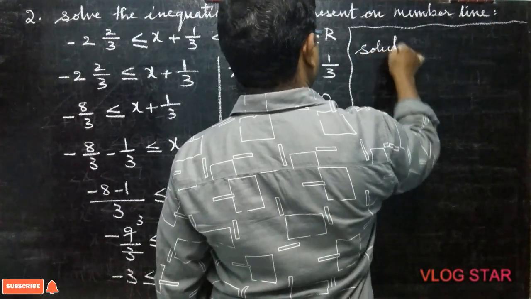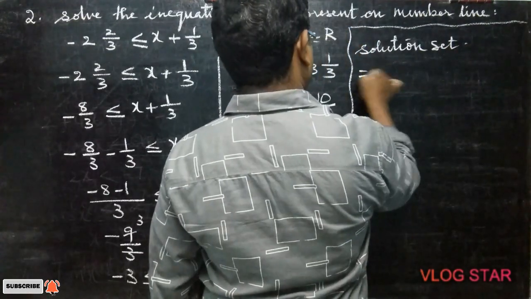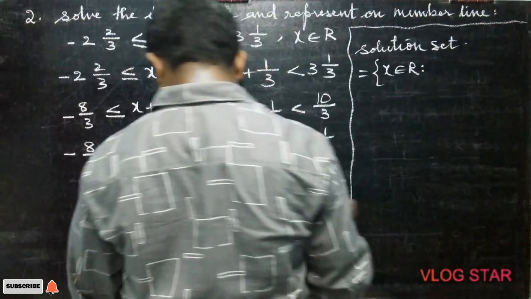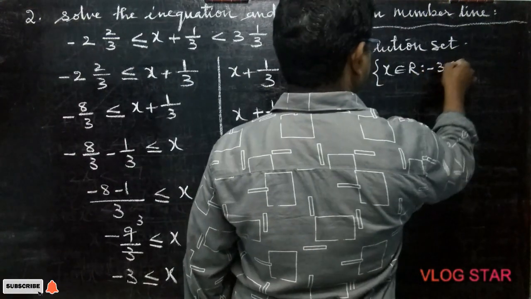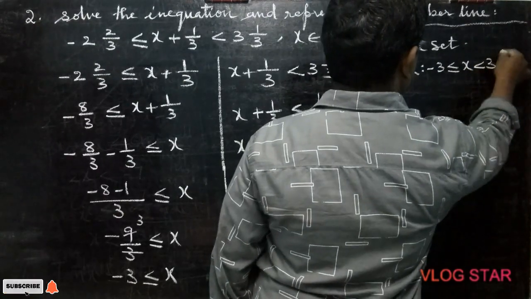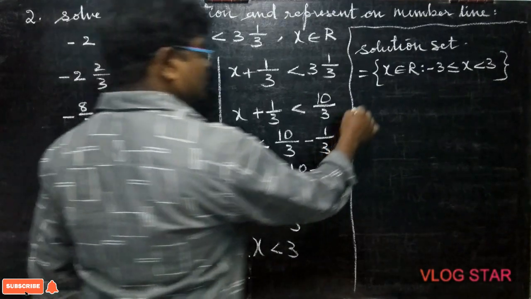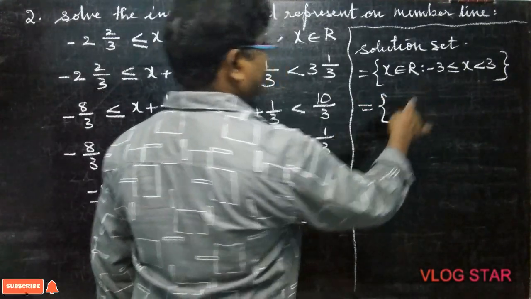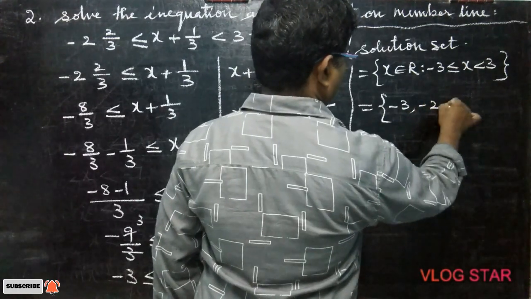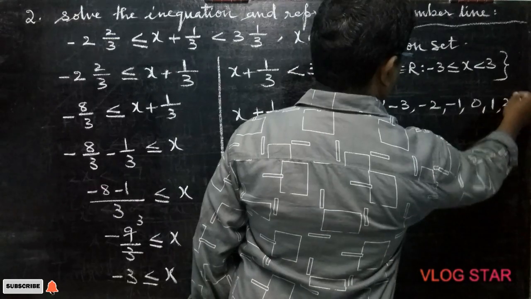Solution set is equal to x belongs to real numbers such that minus 3 less than or equal to x less than 3. This is the way of writing in set builder form. Now write in roster form. What numbers will come? Minus 3, minus 2, minus 1, 0, 1, 2.